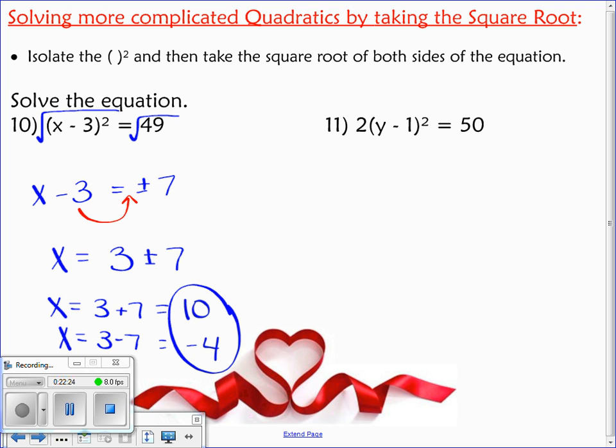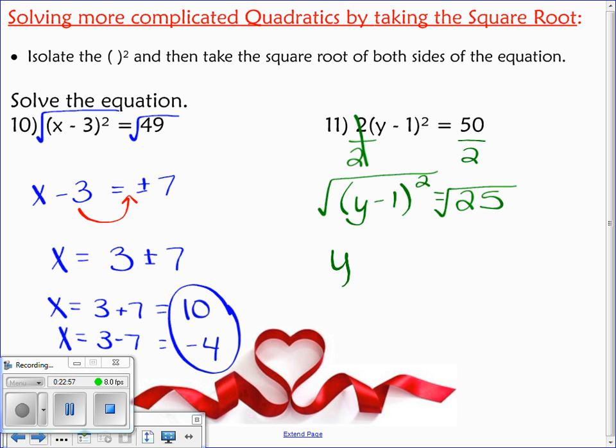Okay, so take a look at number 11. Is your squared part by itself? I have to divide by 2. Nice. So we get y minus 1 squared equals 25. Yeah, your squared part's by itself. So now we can take the square root. Y minus 1. What's the square root of 25? Plus or minus 5. Thank you. Don't forget the plus or minus.